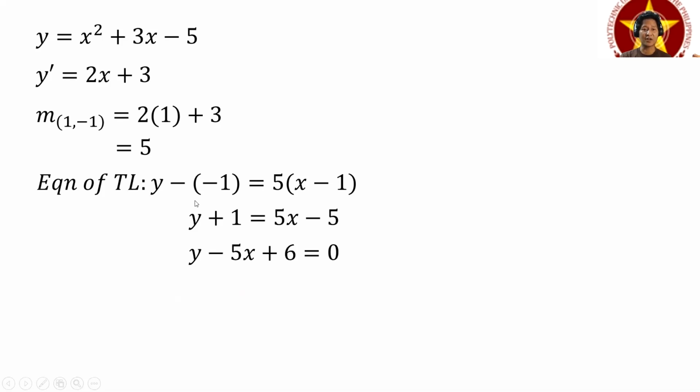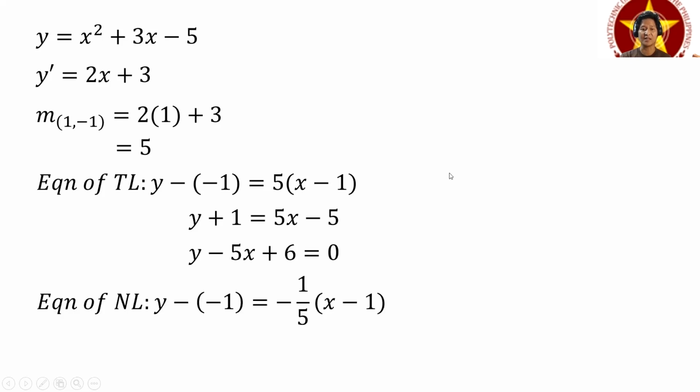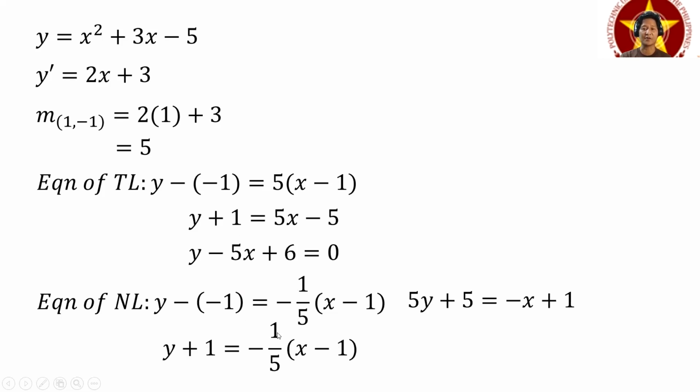So to find the equation of the normal line, it's the same as this, we just replace the 5 with negative 1 over 5. So we have this, okay? And then we just simplify this and write it in standard form. Okay, so we have this. Okay? Question?